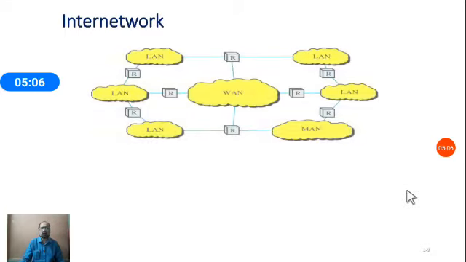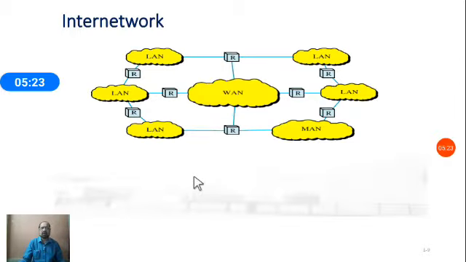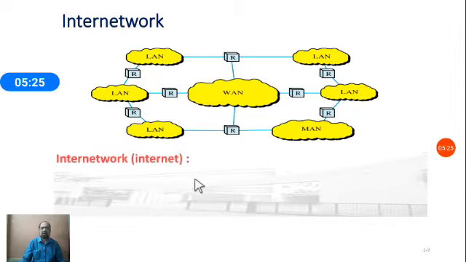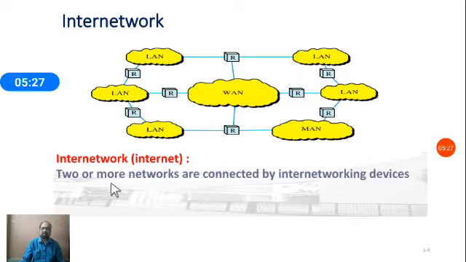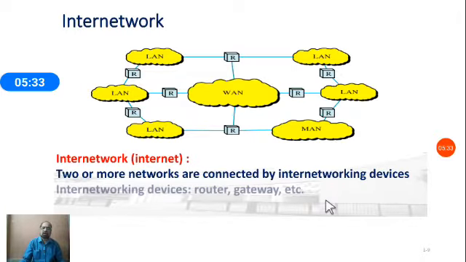Internetwork. What is an internetwork? We discussed the LAN, the MAN, and the WAN. Now when all these are interconnected to each other to form a network, it is called an internetwork. All of them are interconnected to each other. An internetwork, or what we call the internet, is two or more networks connected by internetworking devices. Internetworking devices are the routers and gateways.